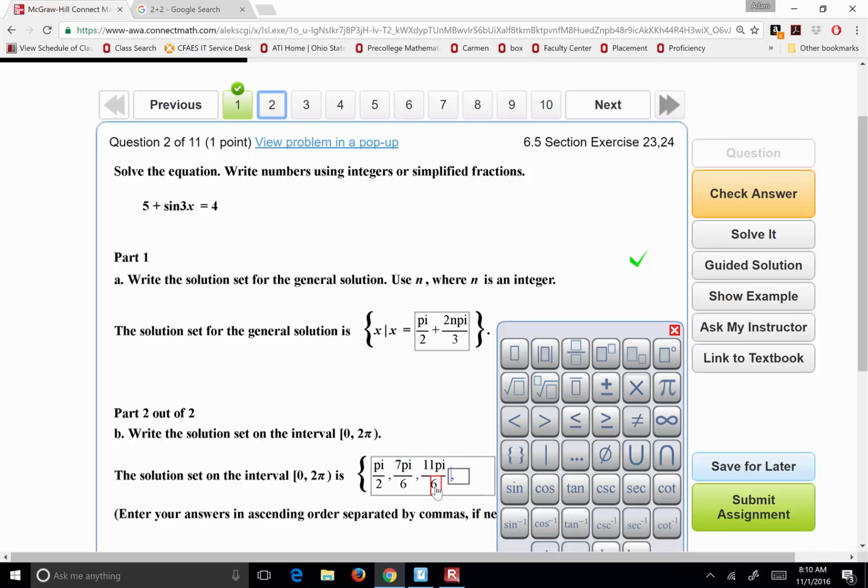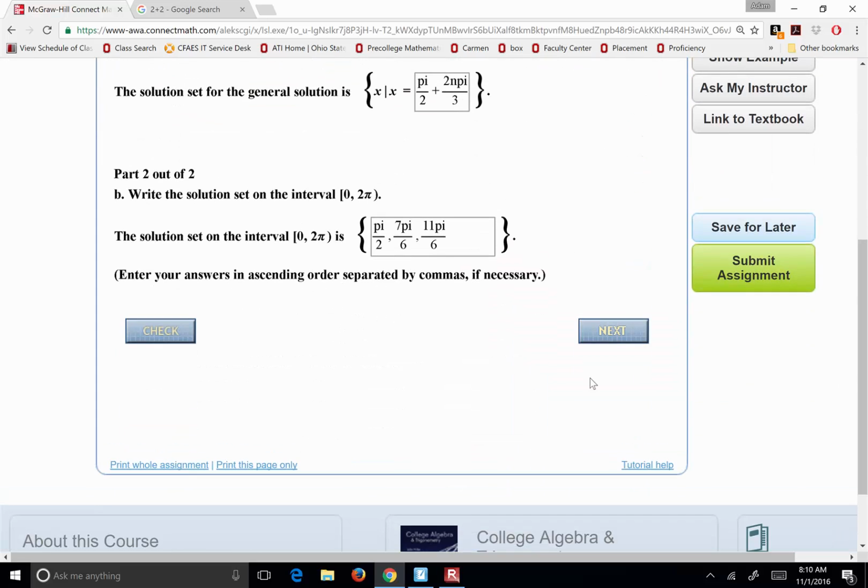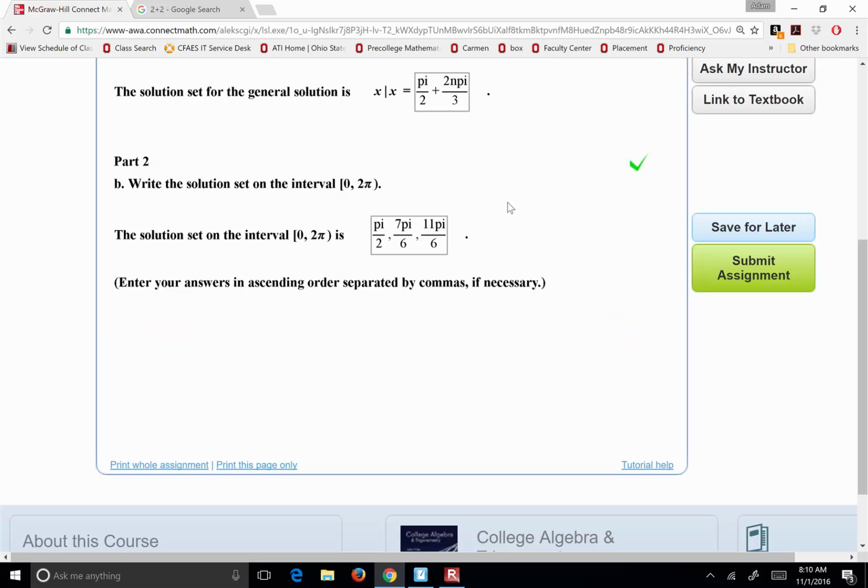Let's get rid of that extra comma so we don't cause any trouble. Okay? Ascending order. Is this in ascending order? Yeah, I'm lucky. Okay. Any questions?